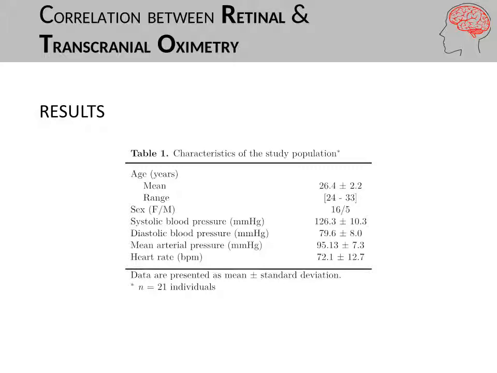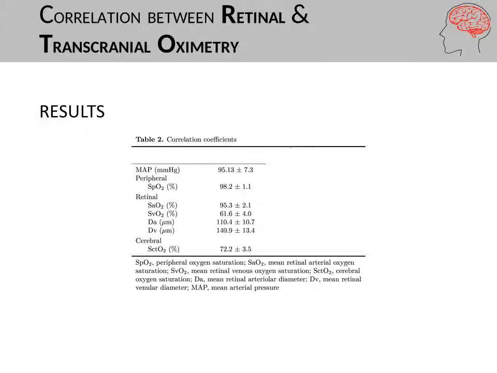We had to exclude one patient, but for the rest we have a fairly healthy young population. And when we look at the saturations, as we can expect from a homogeneous group of healthy patients all breathing ambient air, there is little variation in the oxygen saturations. Nevertheless, we did find some correlations. We found a weak positive correlation, but there's also a small sample size, between the retinal arterial saturation and the transcranial saturation.